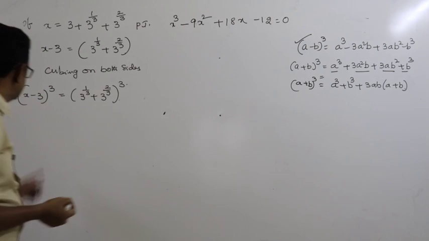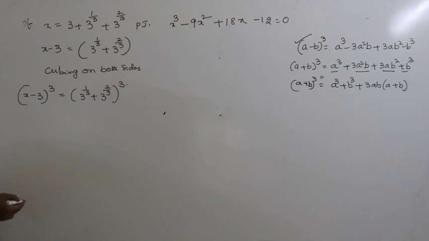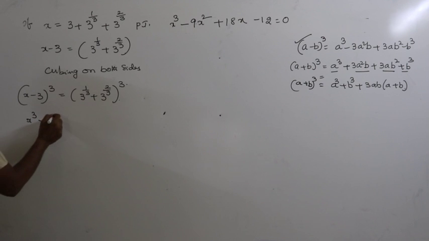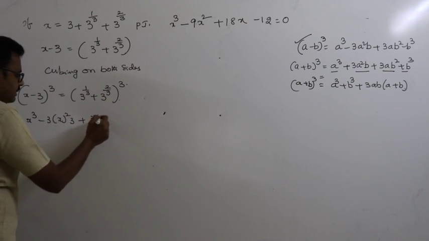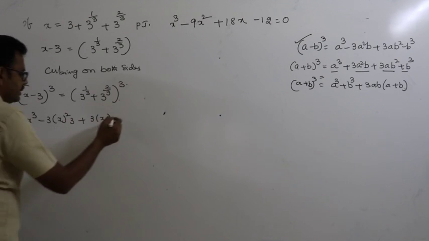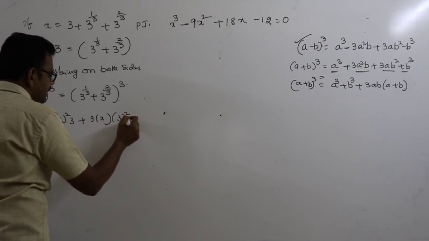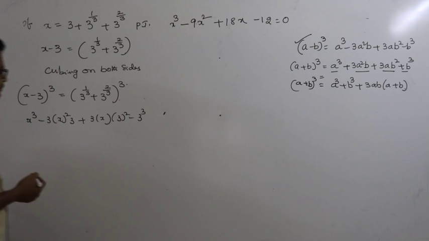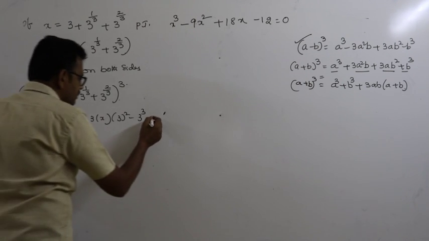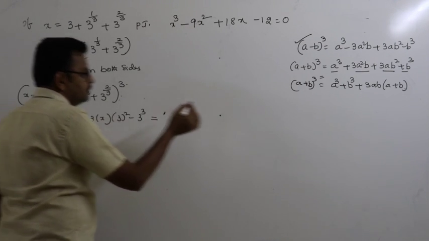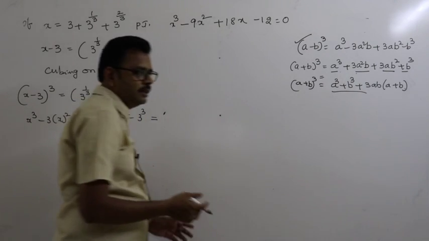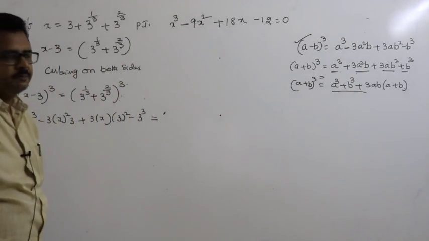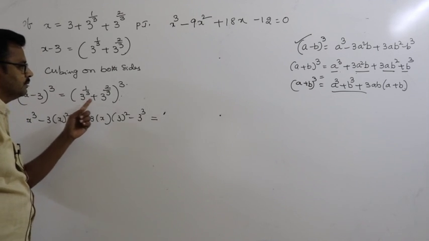See here, this is the a minus b whole cube formula: a cube minus 3a square b plus 3ab square minus b cube. For the second one you write this formula. If you take this expansion you get a little bit of confusion, a little bit lengthy. So you can take this one, the second one.